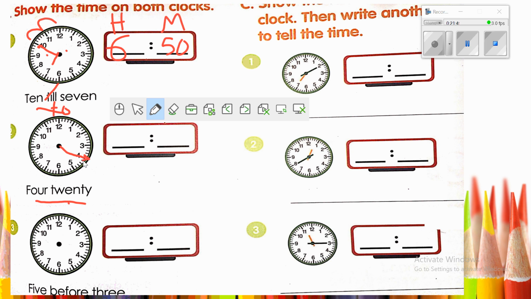What about the hour 4? Yes, it will be between 4 and 5. Let's make it again. Where is the eraser? Okay. Here is 20. No, it's not the 20. Here is 20.